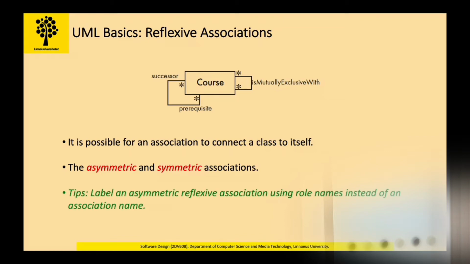And what it says is, instead of an association name, try to have role names when you have reflexive associations in your diagram. So those are basically roles, prerequisite and successor, and those are not association names.